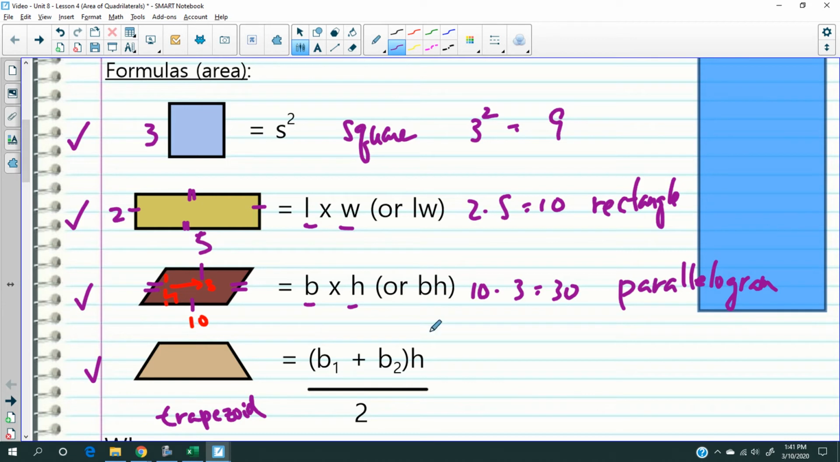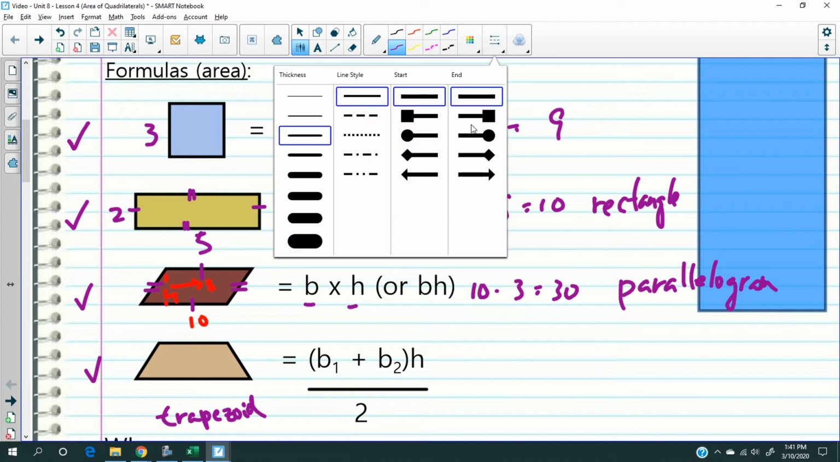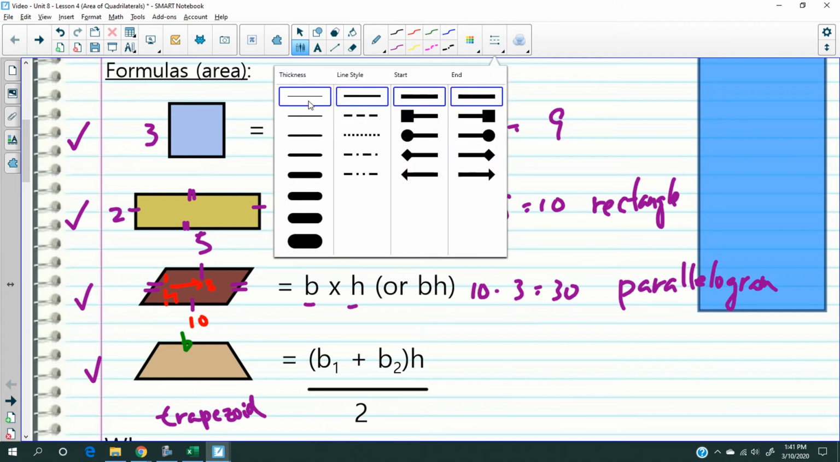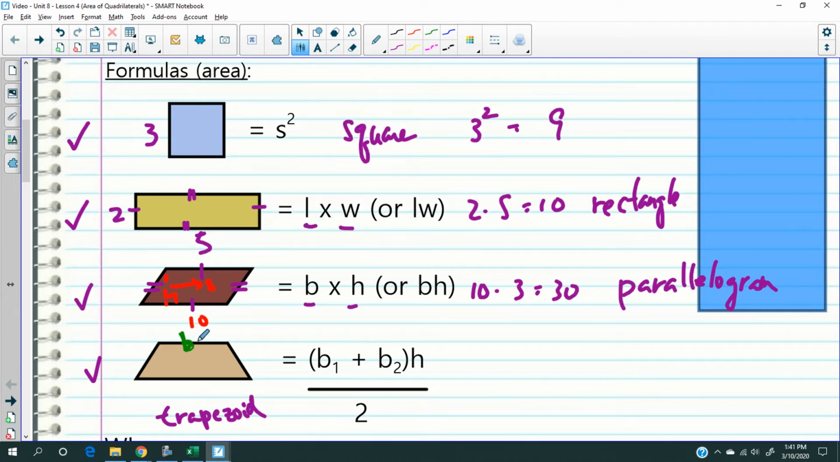Now there's a lot going on in this formula, so I'll break it down for you as much as I can. I'm going to use the thinnest pen I can get, and let me use a different color. Here, this is base 1. This is base 2. Notice the subscript here, the little number. This is not an exponent. This is a subscript. It tells you that even though these are both bases, this is the first one, this is the second one. So base 1, base 2. This is the height. Let's use red.